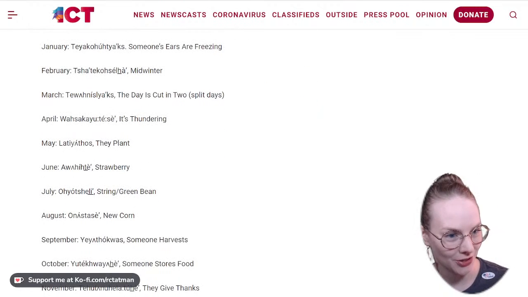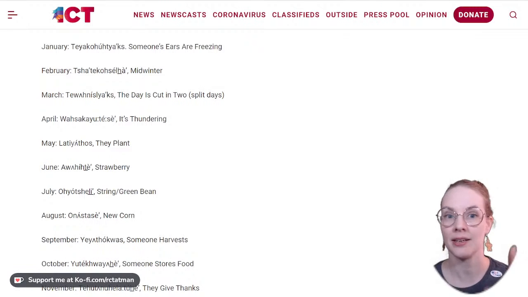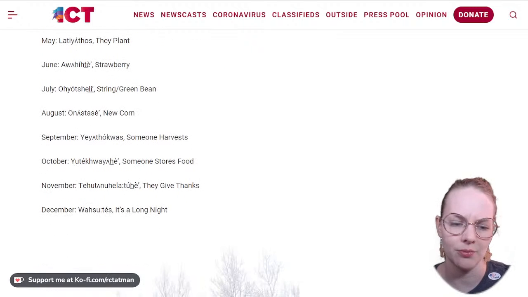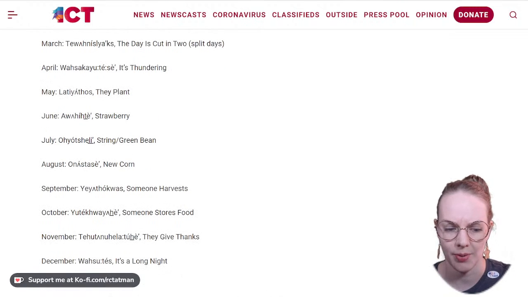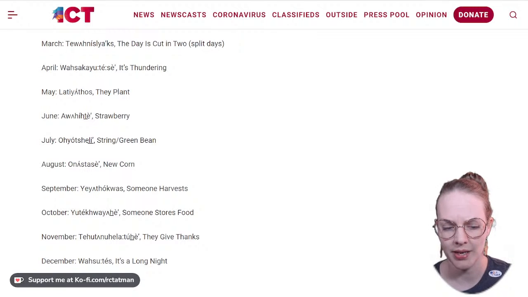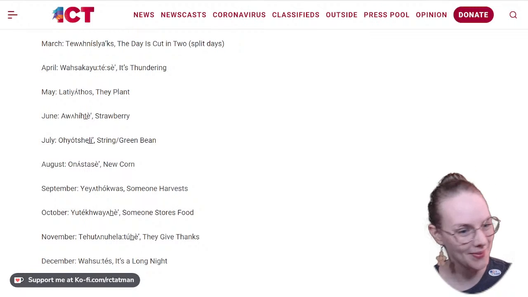January is someone's ears are freezing, February is midwinter, March is the day is cut in two, split days. April, it's thundering, May, they plant, so there's an agricultural one. June, strawberry, so there's probably a foraging one. Potentially also an agricultural one. I'm not that familiar with agricultural traditions around strawberries of Indigenous peoples in this area. My impression is that they're usually foraged because that's what folks generally do today. But I could be wrong. If anyone has more information, please feel free to share it.